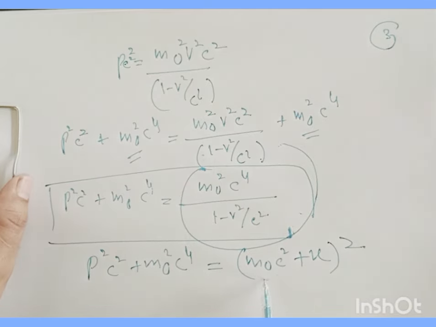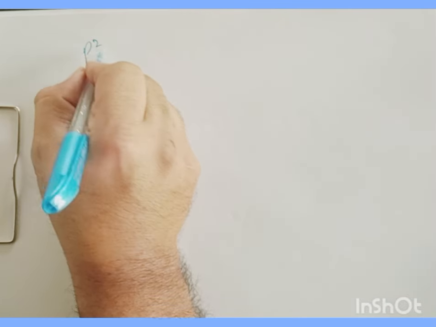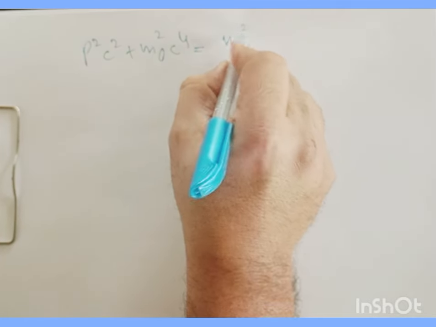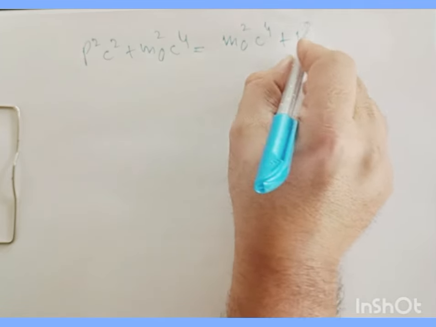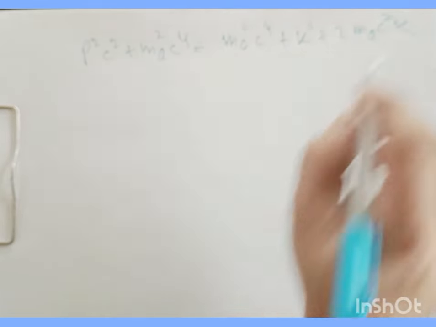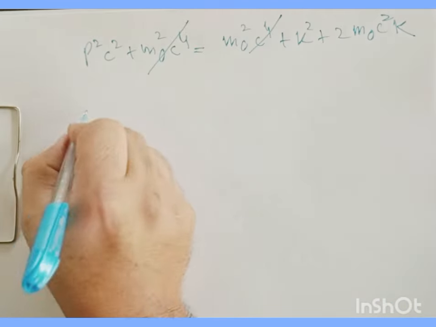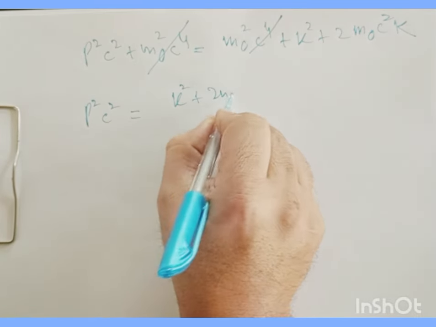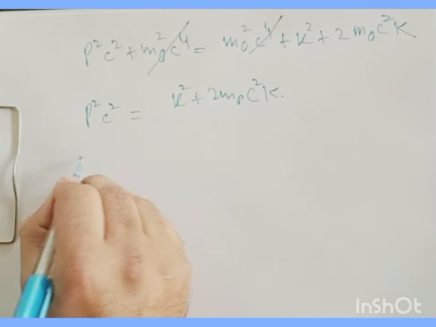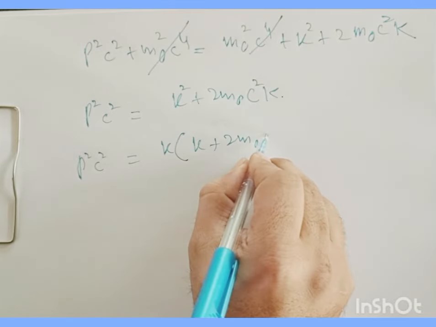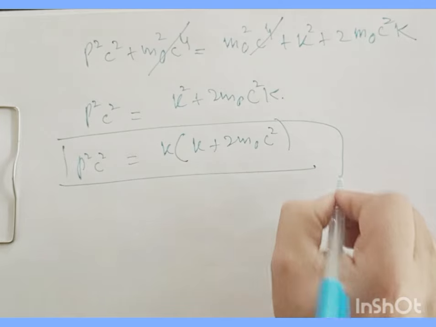Now, I would like to open this. So what I will get is p squared c squared plus m naught squared c to the power of 4, that will be m naught squared c to the power of 4 plus K squared plus twice m naught c squared and K. And we can see this term and this term are going to cancel. So we have p squared c squared is equal to K squared plus twice m naught c squared K. So this is p squared c squared is K times K plus twice m naught c squared.